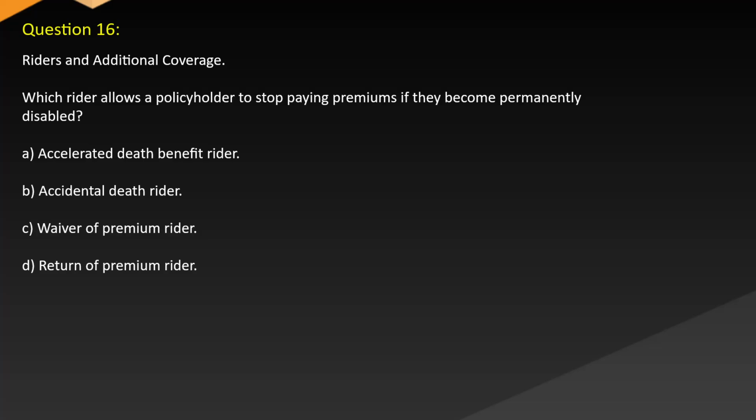Question 16. Riders and additional coverage. Which rider allows a policyholder to stop paying premiums if they become permanently disabled? A. Accelerated death benefit rider. B. Accidental death rider. C. Waiver of premium rider. D. Return of premium rider.